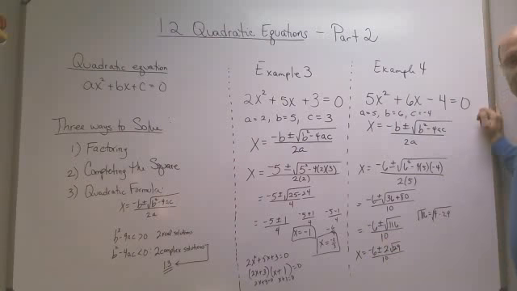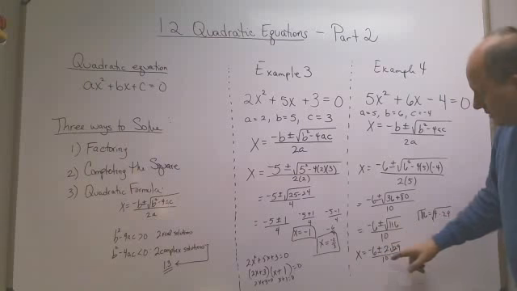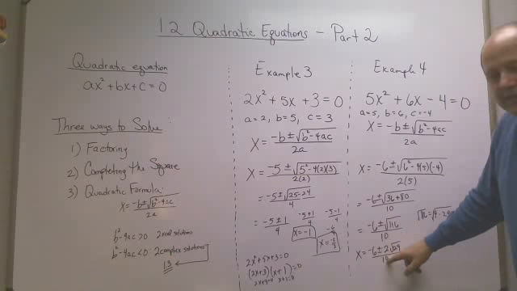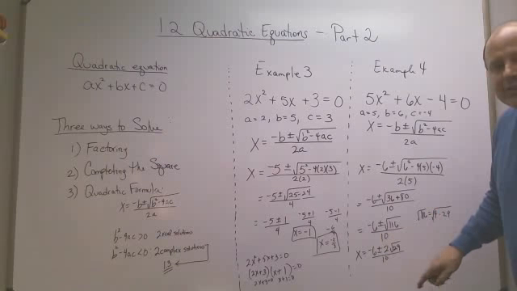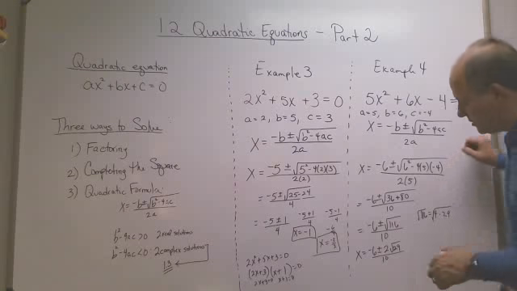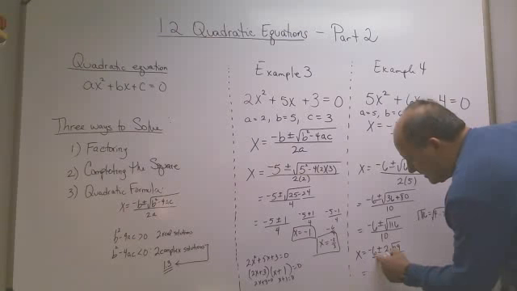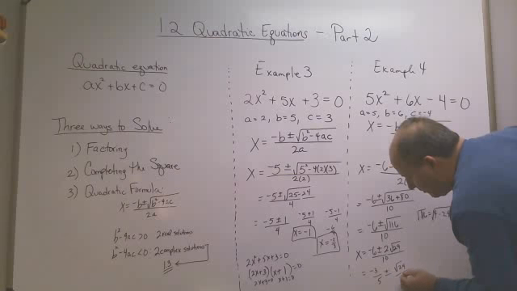Now here's where the biggest problem is. Some people just will cancel the 6 and the 10 and be done with it. You have to be careful with that because the 10 is the divisor for the negative 6, but it's also the divisor of the 2 square root of 29. So you have to divide both of them by 10, not just the beginning. So this becomes negative 6 divided by 10, which is negative 3/5, plus or minus 2 square root of 29 over 10, which is the square root of 29 over 5.